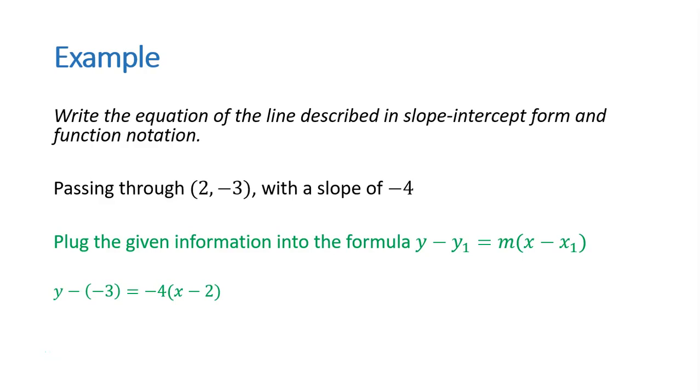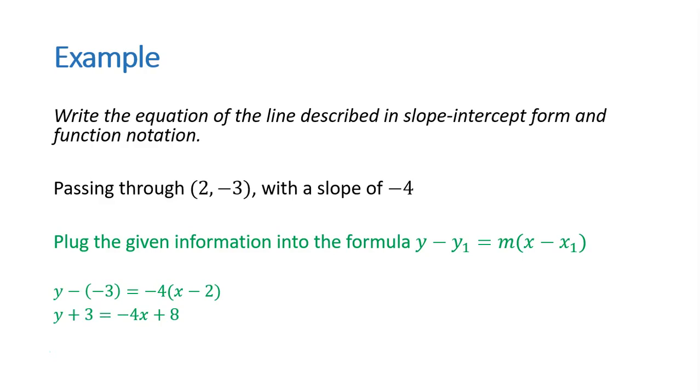So we plugged it in, and technically speaking, this is an equation of the line described, but it's not in the final form we want. We want slope-intercept form. So I have to simplify everything down, and then the goal is to get y by itself. So there's two major parts I need to simplify. I need to simplify that subtraction of a negative on the left, and then I need to distribute the -4 on the right. So let's do that.